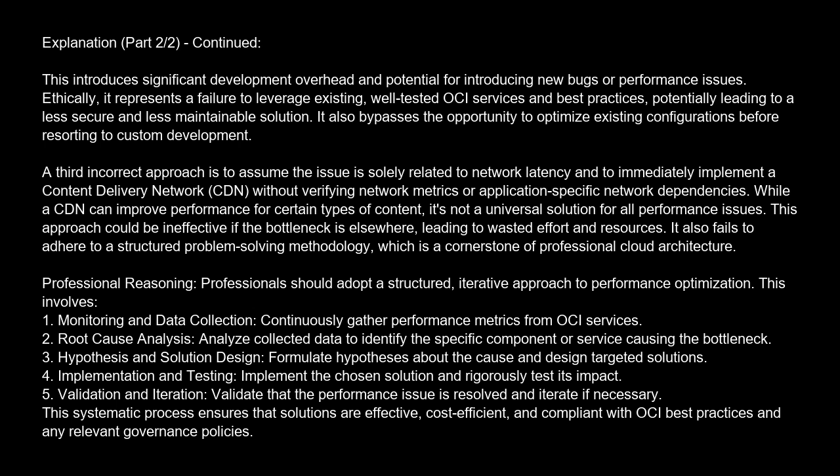A third incorrect approach is to assume the issue is solely related to network latency and to immediately implement a content delivery network, CDN, without verifying network metrics or application-specific network dependencies. While a CDN can improve performance for certain types of content, it's not a universal solution for all performance issues. This approach could be ineffective if the bottleneck is elsewhere, leading to wasted effort and resources. It also fails to adhere to a structured problem-solving methodology, which is a cornerstone of professional cloud architecture.